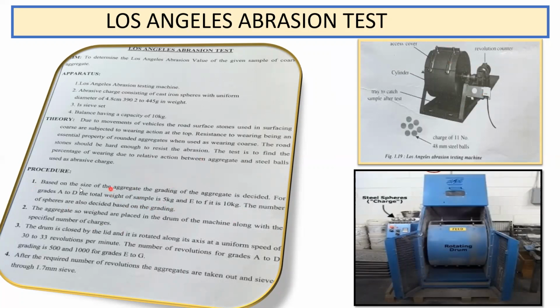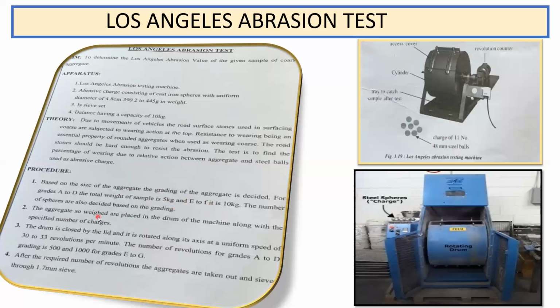That means we have different categories here. Based on that, we have to take the aggregate, and how many spheres have to be taken, we are going to get a separate table for that. We'll see how that table looks. As of now, understand that you have to take around 5 or 10 kg depending on the grading, and also how many steel balls you need to add depends on the grading.